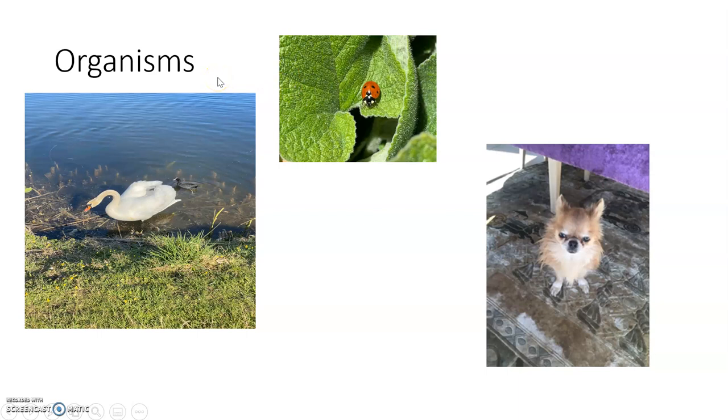So an organism is of course an individual, and these are three nice examples of organisms. But an organism can also just be a one-celled animal, for instance, a little paramecium that we talked about when we had cell biology. It could also be a bacteria or even perhaps a virus. So organisms, just one individual.